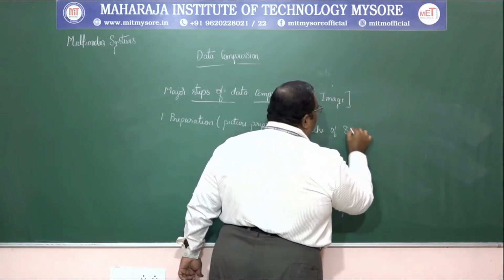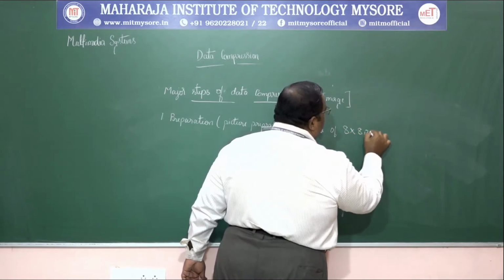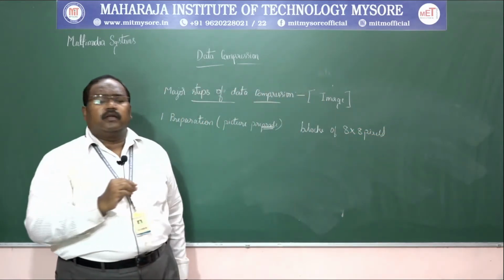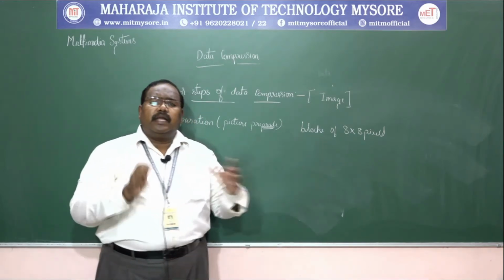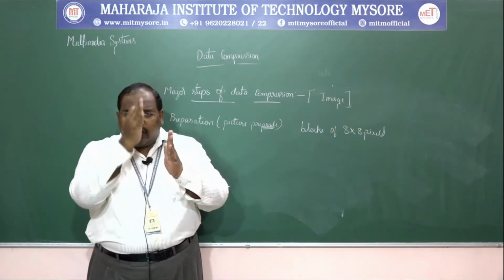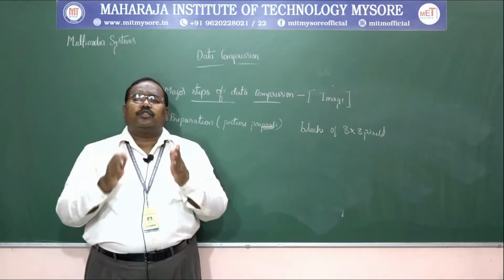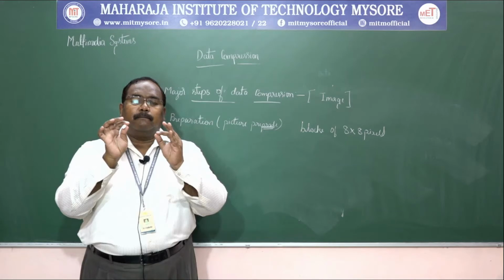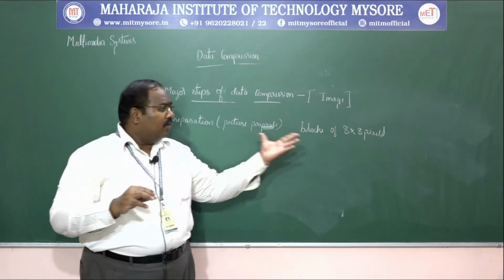Blocks of 8 by 8 pixels. This is the first step. What do we do here? We take the image and divide it into 8 rows and 8 columns, meaning 8 by 8 pixels with a fixed number of bytes per pixel. This is the first step.